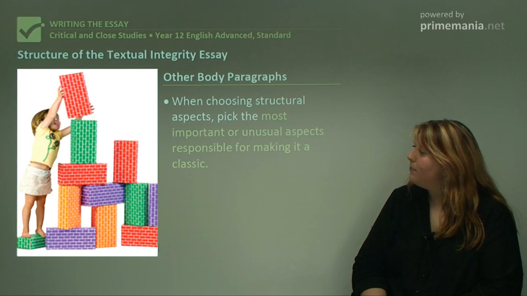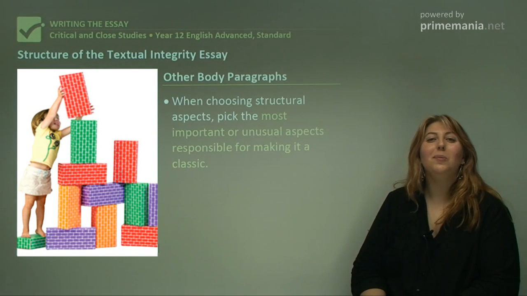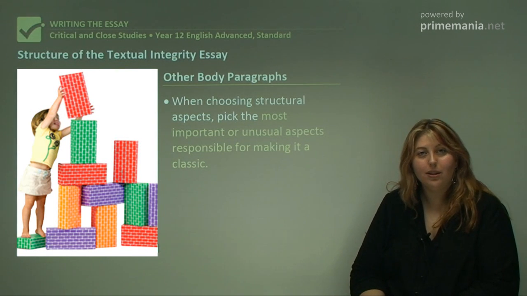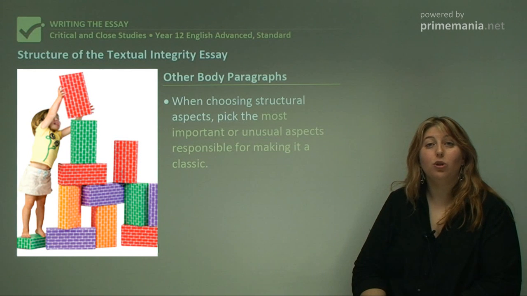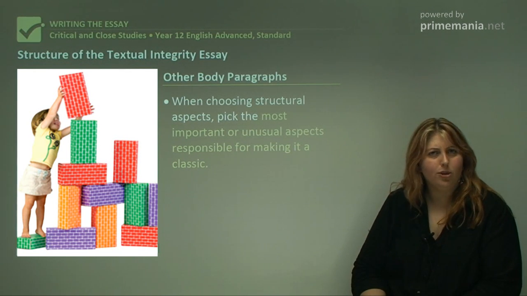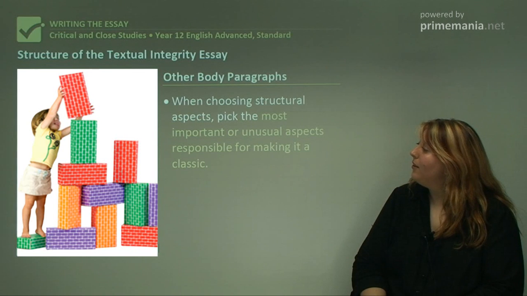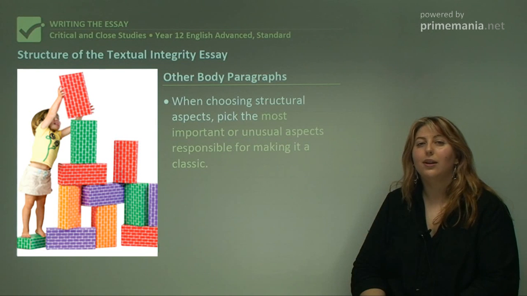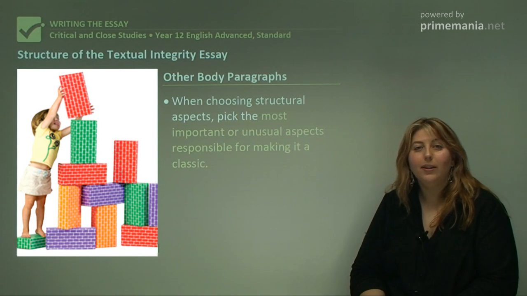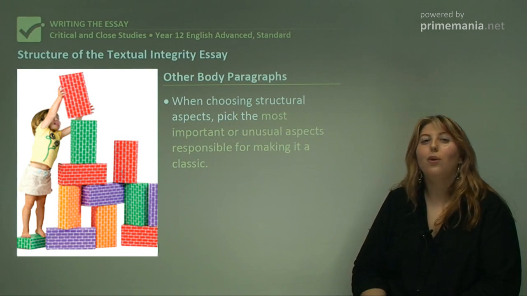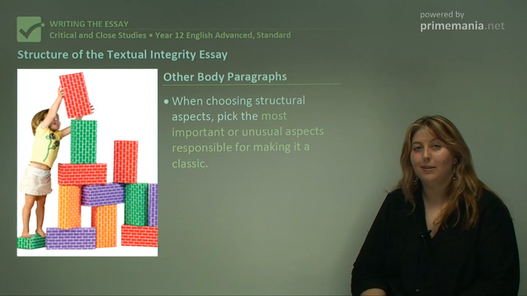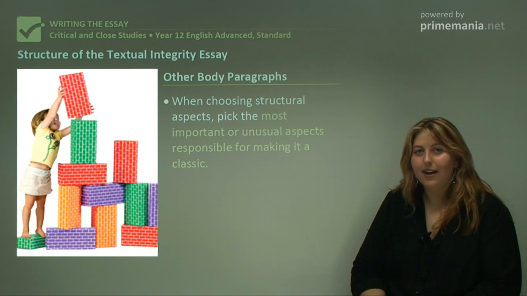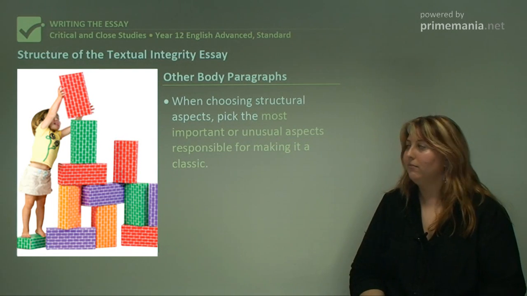When choosing structural aspects, don't talk about everything and don't talk about things if you have no idea what to say about them. Saying it has a structure is not interesting. You want to say it has a 5-act structure because it intensifies the sense of tragedy or something like that. So pick the most important or unusual aspects responsible for making it a classic. Yes, it's using iambic pentameter maybe, but why is it doing it and what special effect does it have? What effects do dramatic techniques have? Why has the setting been put like this in a particular modern play? So make sure you're not just saying it is like that, you're saying why it is like that.